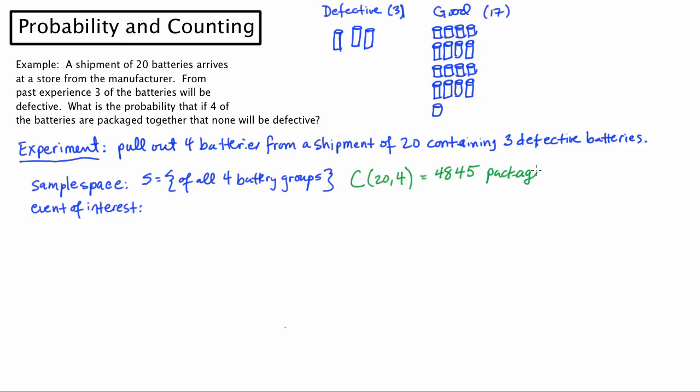So this represents the sample space because any one of those packages is equally likely to occur. Some of them have defective batteries in them, some of them don't. And so what I want to look at now is the event of interest. The event that I am interested in, and I'll just call it the event A. The event A is defined as packages having no defective batteries.